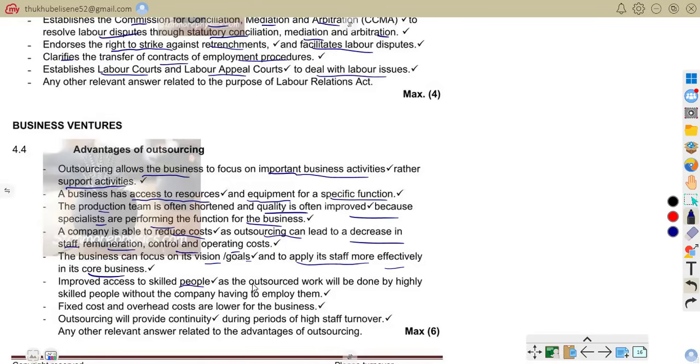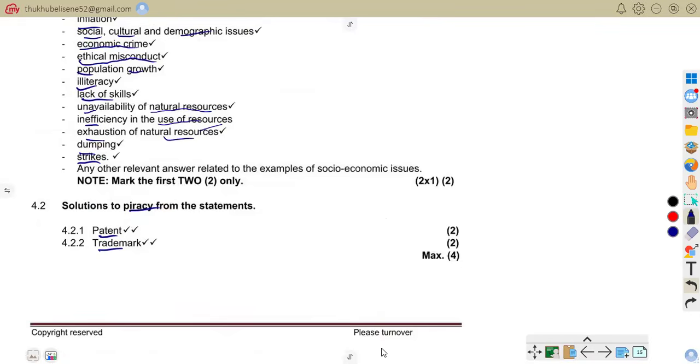Improved access to skilled people, as the outsourced work will be done by highly skilled people without the company having to employ them. Fixed costs and overheads are lower for the business. Outsourcing will also provide continuity during periods of high staff turnover. So now we have to go to the next question.